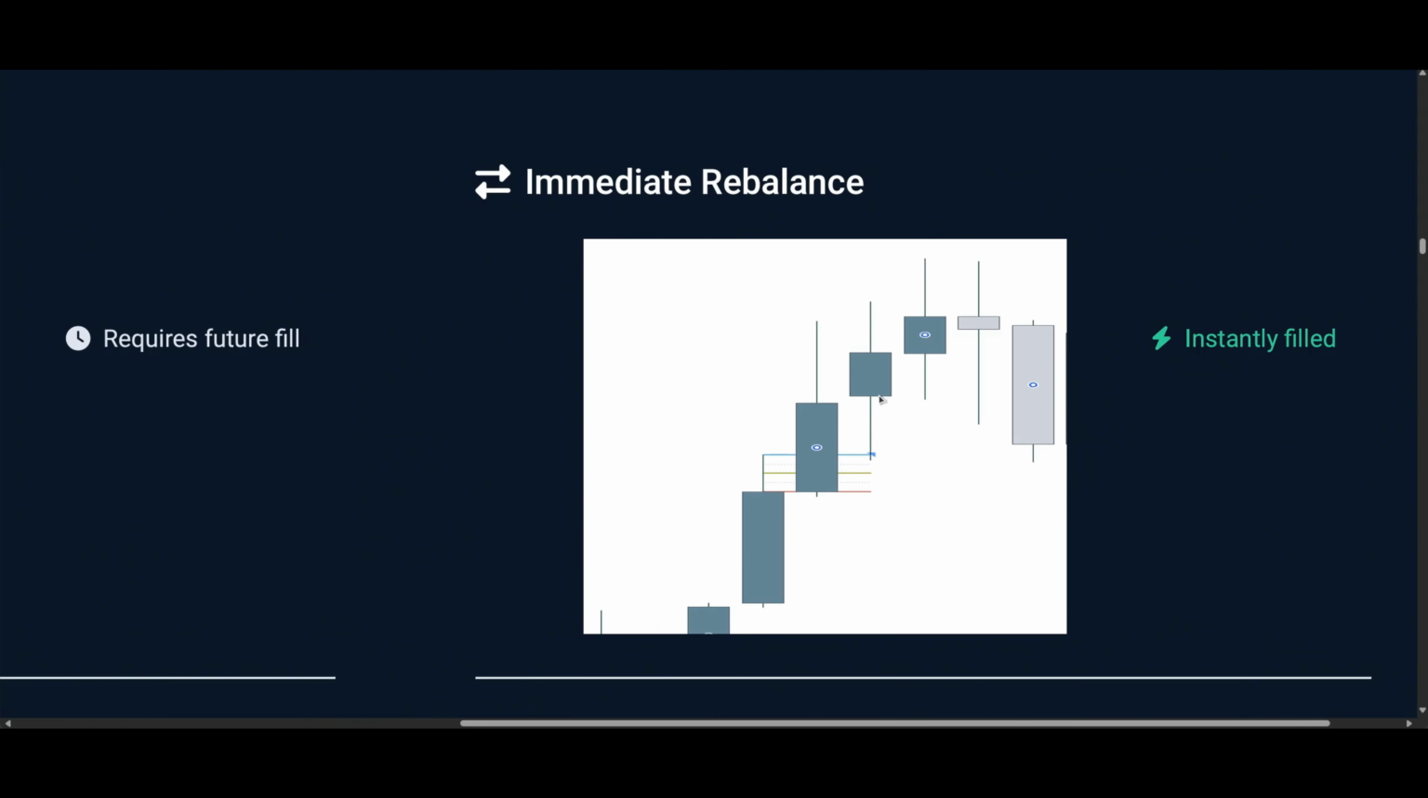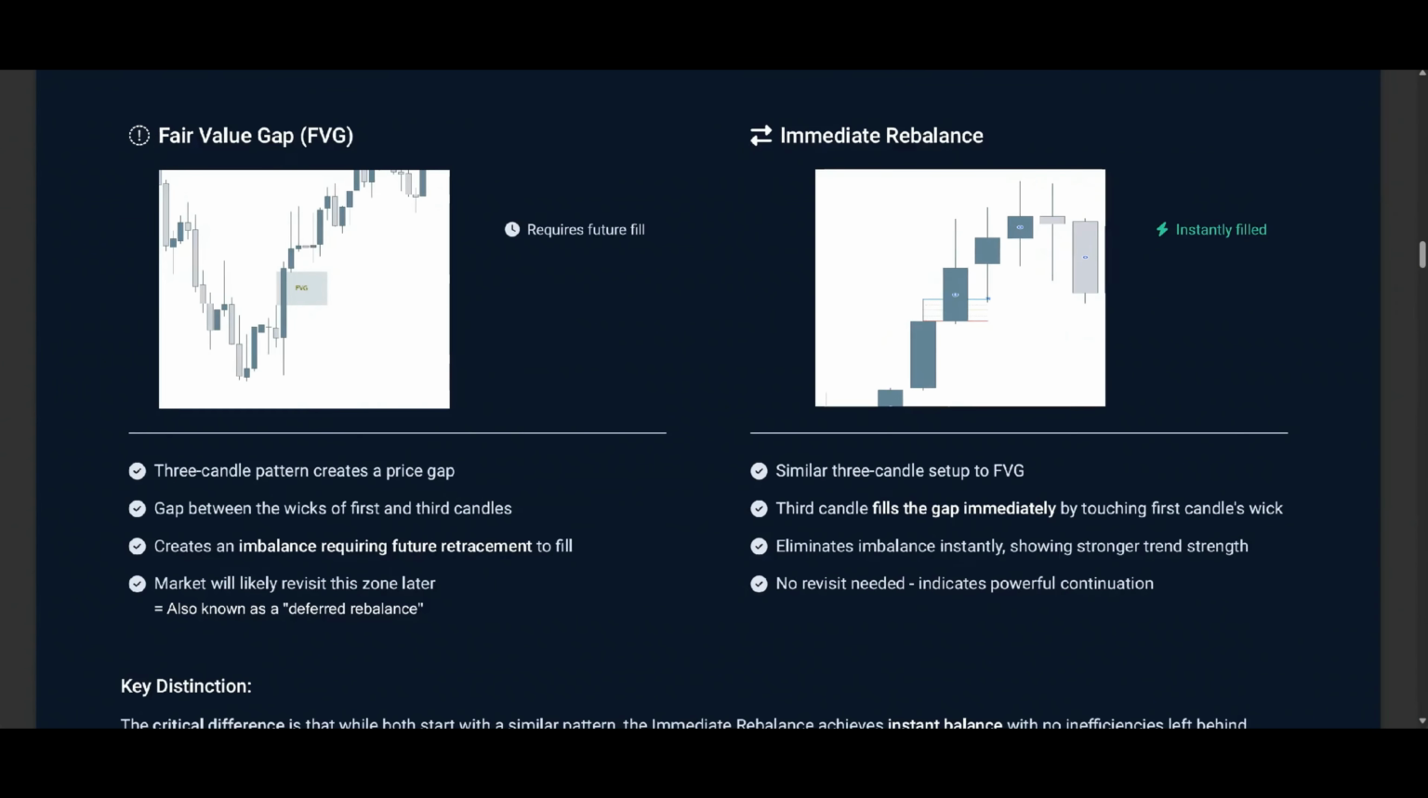Now as you can see, look at how quickly price taps into this wick. It has to tap into that wick, the first candle's wick. As long as the third candle touches that wick, that is considered an immediate rebalance. All right, it's really that simple. I'll show you a few more examples, but there's really nothing super special to this stuff.